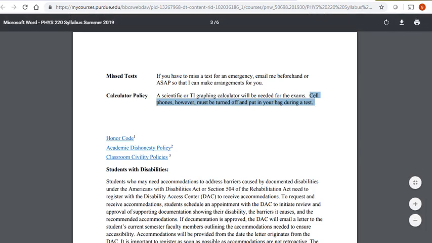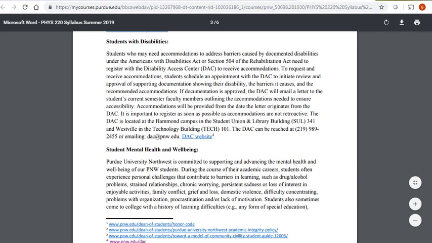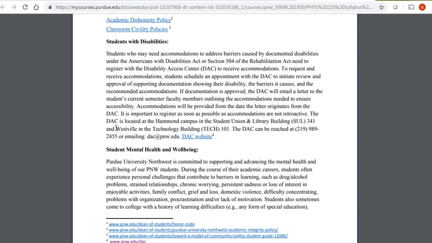Now here's a few things to read through. Students with disabilities, if you need any accommodations, please right away contact the appropriate person. So in Westville, go to Tech 101. There's some email addresses and phone numbers. So do that right away.